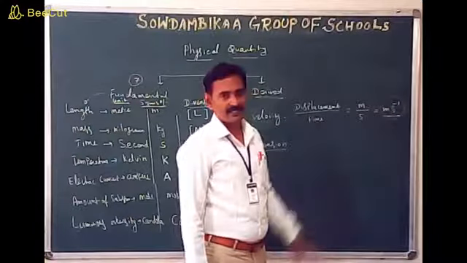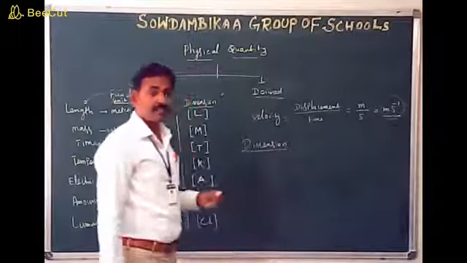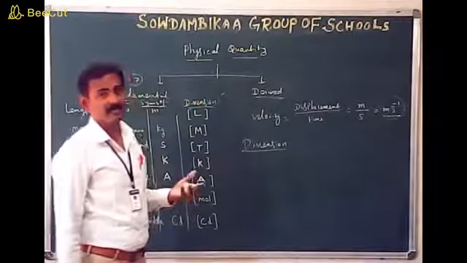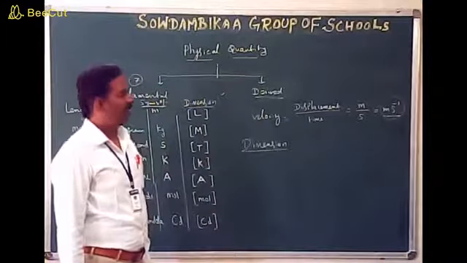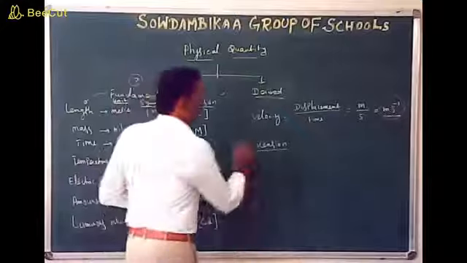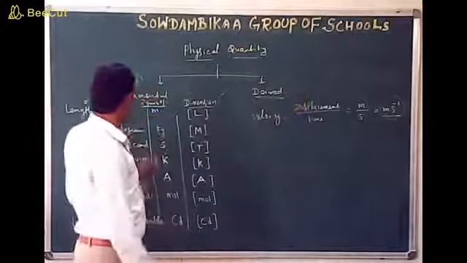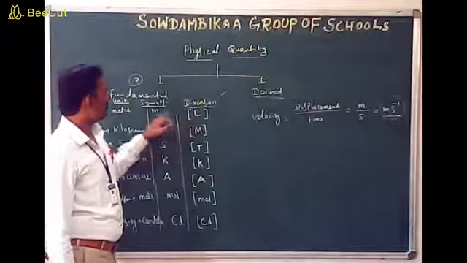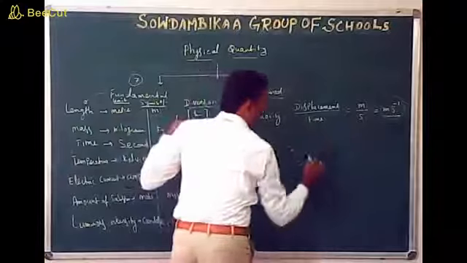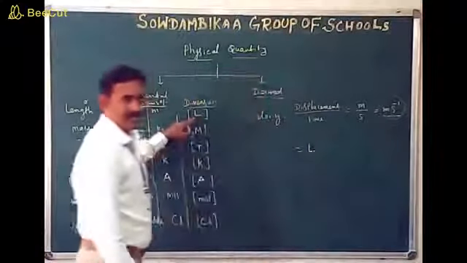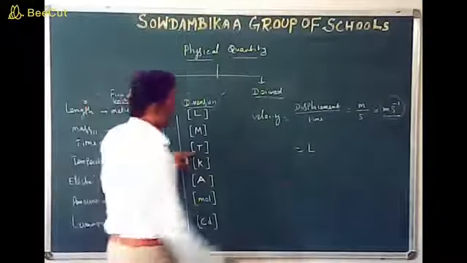We have to raise the powers of such fundamental quantities to represent the derived quantity. After substituting the dimensions for meter and second inverse: the dimension for meter is L, so meter is replaced by L. And the dimension for the second is T, so T inverse.